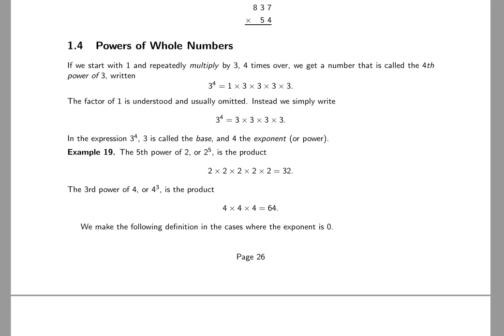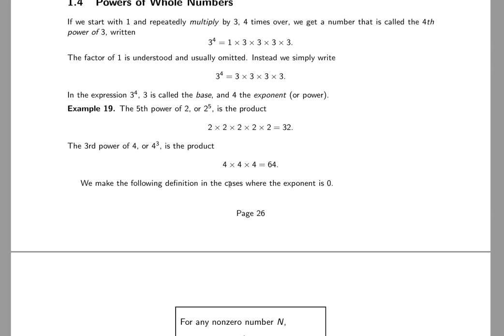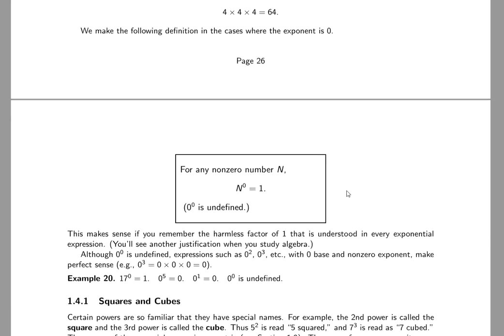Okay, let's take a look in the book. Did we cover everything here? So more powers, 3 to the power of 4, 2 to the power of 5. Here, 4 to the power of 3. So 3 to the power of 4 is 81. 4 to the power of 3 is 64. So it makes a difference if you switch the base and the power.